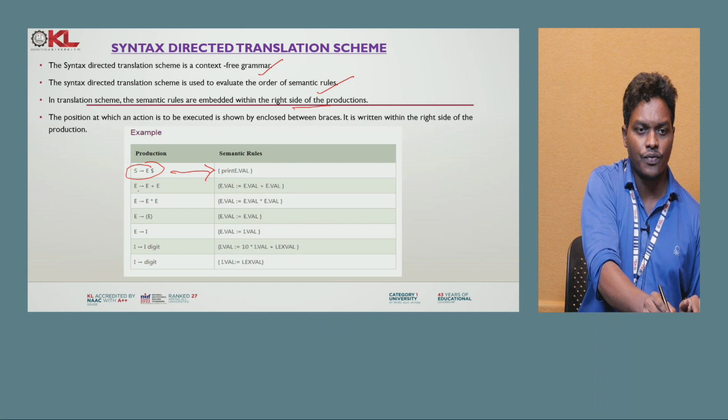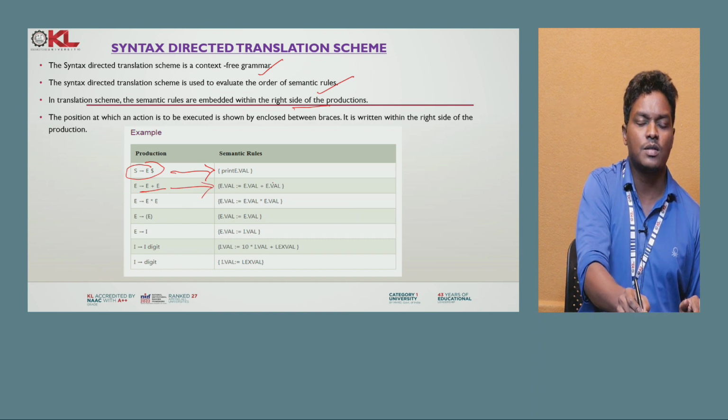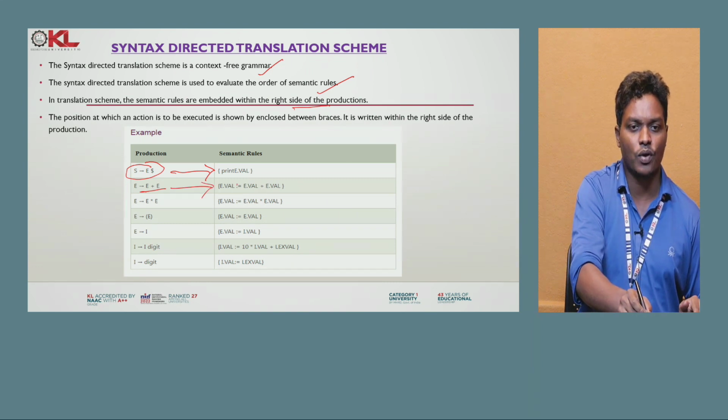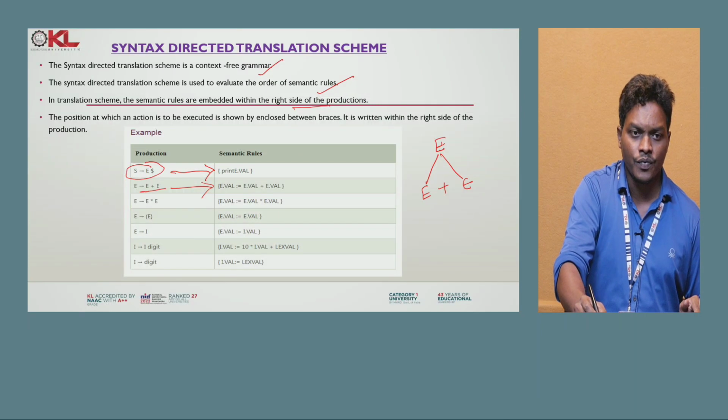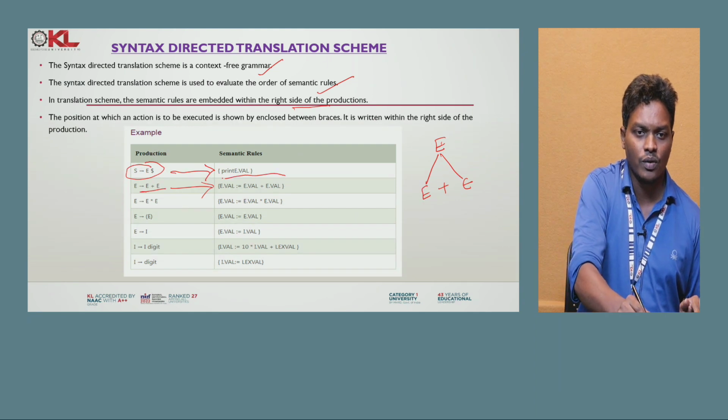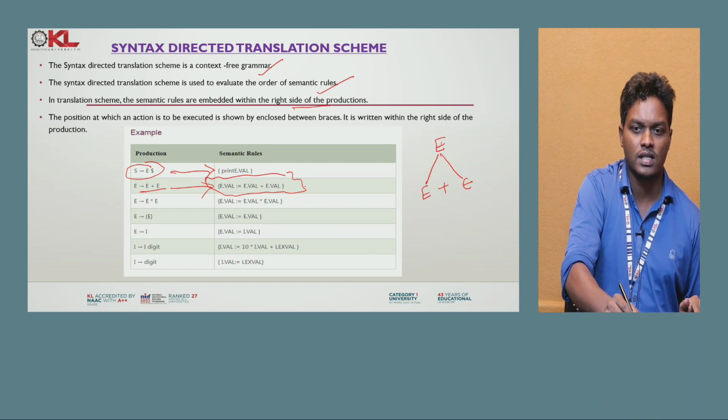So see here, if there is a production like this, and we execute this particular production, we have to apply these particular semantic rules on the right side of the production. Suppose E tends to E plus E. If we build this parse tree, then we have to evaluate this particular semantic rule.